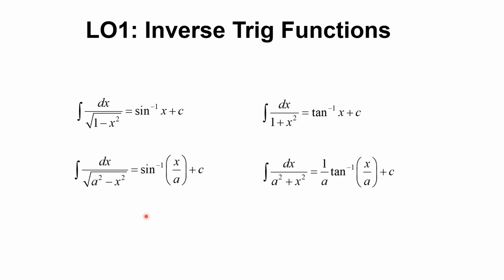Same goes for the cosine formula. It's just that the cosine formula actually has a negative added to it.